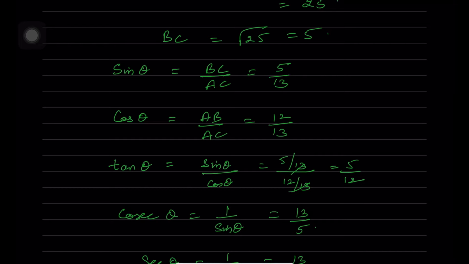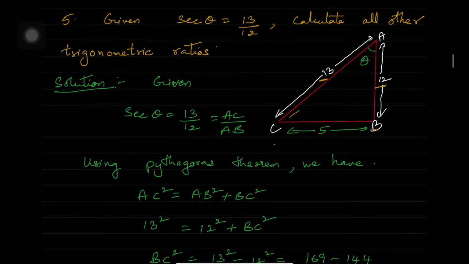Therefore sin theta, from this you can tell where theta is, is opposite by hypotenuse, so 5 by 13. Then what is cos theta? Cos theta is equal to adjacent by hypotenuse, that is 12 by 13. What is tan theta? Sin theta by cos theta, which is also opposite by adjacent, that is 5 by 12.